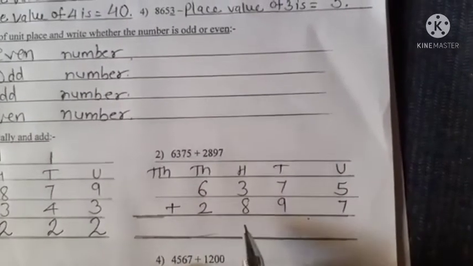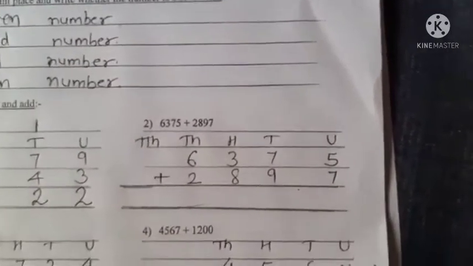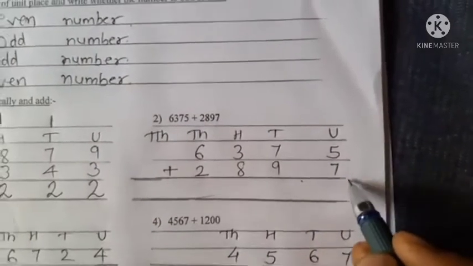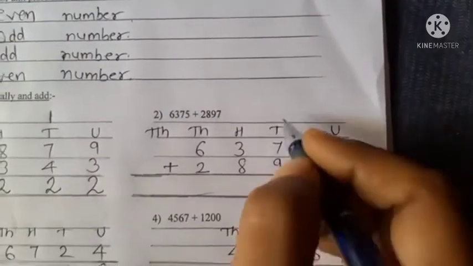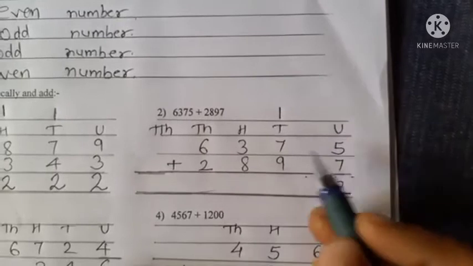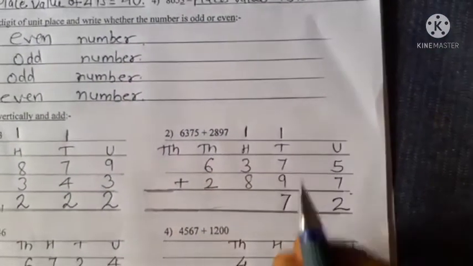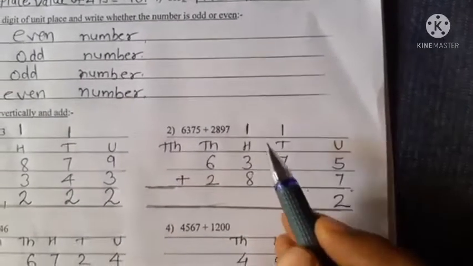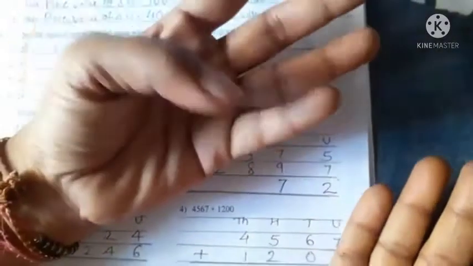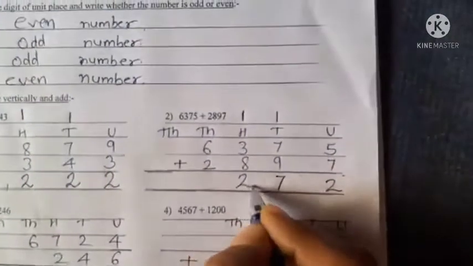6375 plus 2897. Now let's start with the unit place. 5 plus 7 we have 12. 1 we will carry in tens place. 7 plus 1 is 8. 8 after 9, 10, 11, 12, 13, 14, 15, 16, 17. 7 we will write in tens place. 1 we will carry in 100 place. So 3 plus 1 is 4. 4 after 8, 9, 10, 11, 12. So 2 we will write in 100 place.